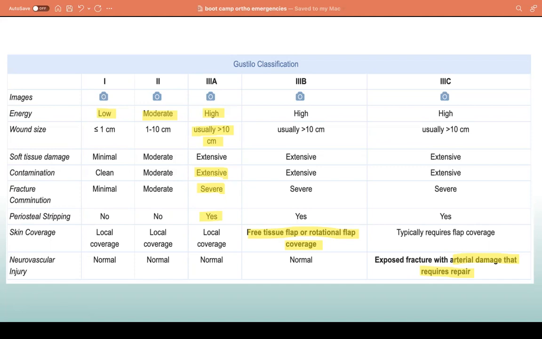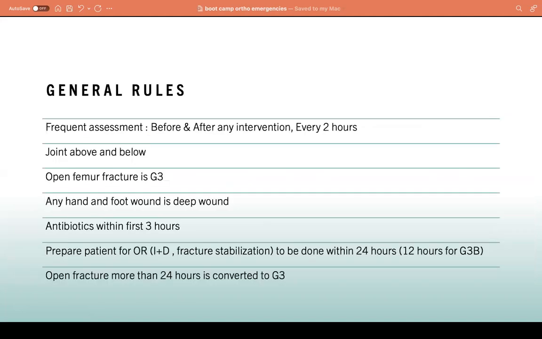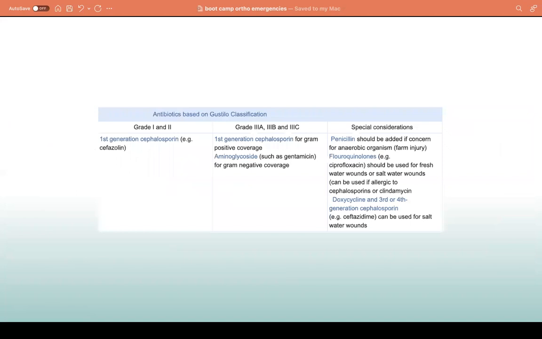Okay. And Gustilo will guide you through the antibiotics that you need to cover. For example, for type 1 and 2, cefazolin is fine. Type 3 will need gentamicin added, and with special consideration for some freshwater or farm injuries, you need to add antibiotics accordingly.